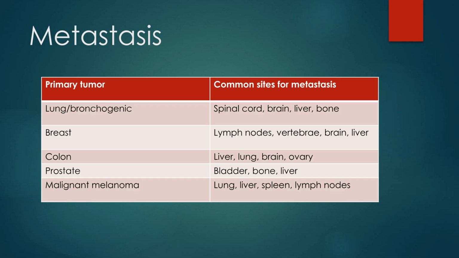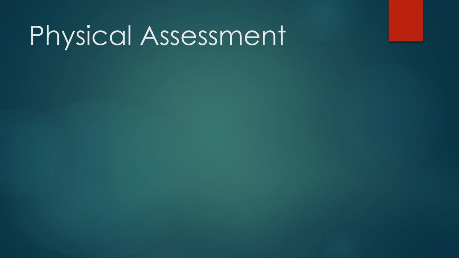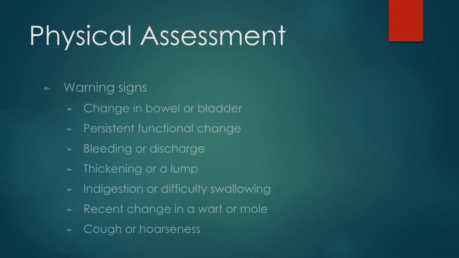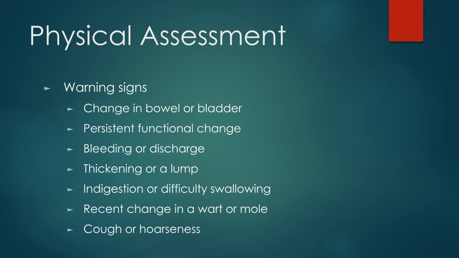The table illustrates common primary tumors and their common sites for metastasis. For example, lung cancer often metastasizes to the spinal cord, brain, liver, and bone. Part of the physical assessment involves recognizing warning signs of cancer. These include changes in bowel or bladder habits, unexplained bleeding, or the presence of a lump or thickening.